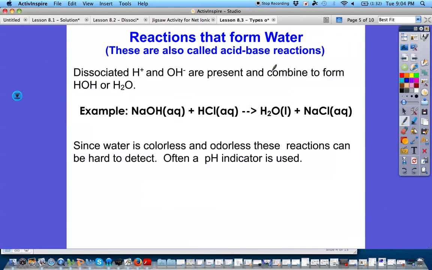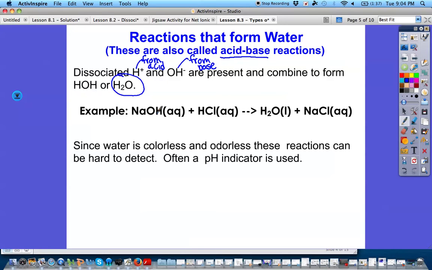Reactions that form water, these are called acid-base reactions. The dissociated hydrogen ion from the acid and the hydroxide ion from the base are present in our reaction container, and they combine to form HOH, or we write it as H2O.